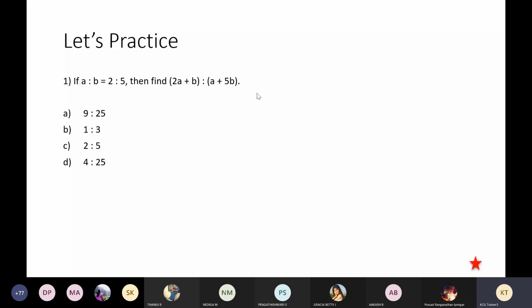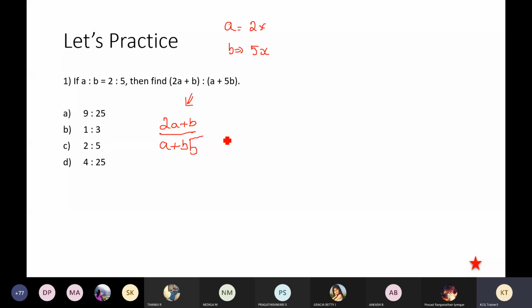Very good, excellent, superb. Very good, Nitya Kalyani. And others, if you are not able to solve it, see, it's a simple concept. See, A is to B is equal to 2 is to 5, which means, can I say A is equal to 2x and B is equal to 5x? Now proceed with that.